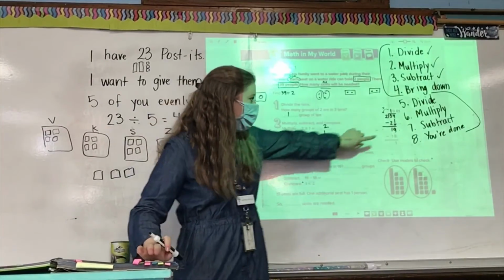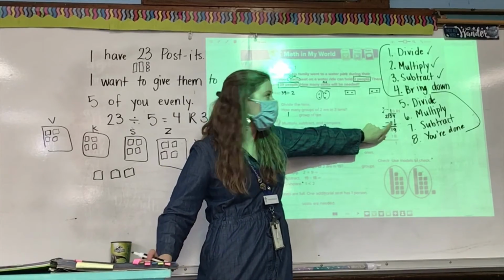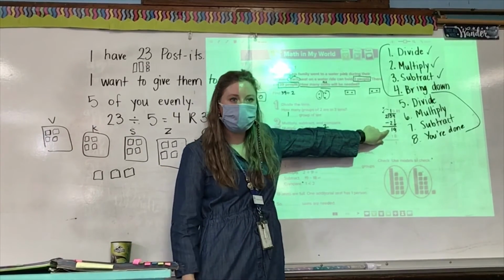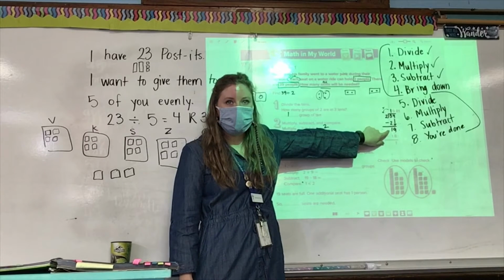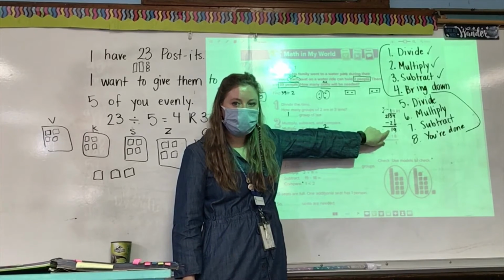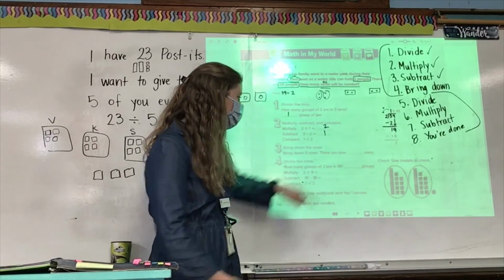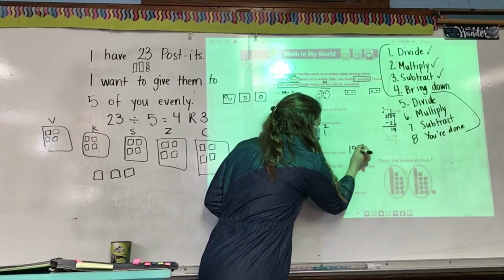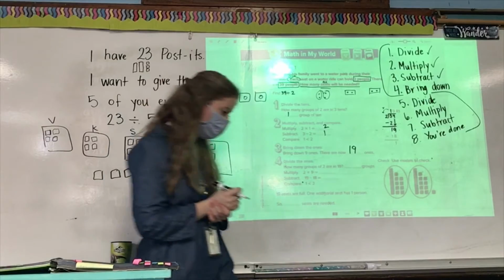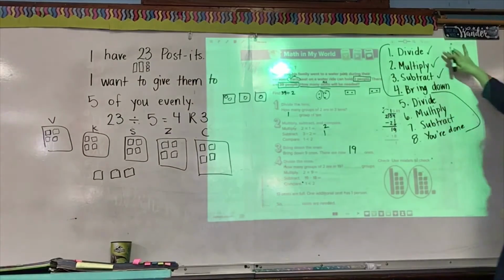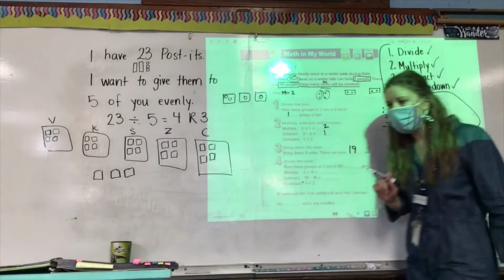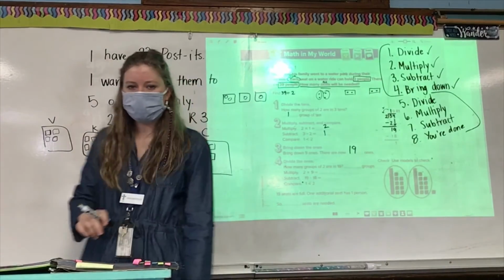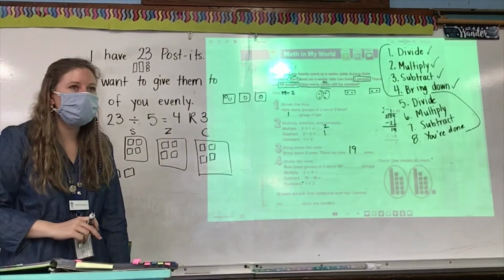How many do I have now? I used to have 9, but now I have how many? What's my new number? 19. So there are now 19. So we divided, we multiplied, we subtracted, we brought down. What do we do next? Class, what's the next step?